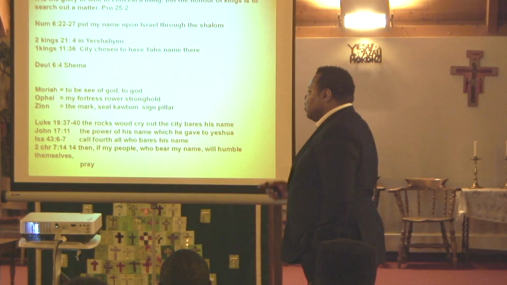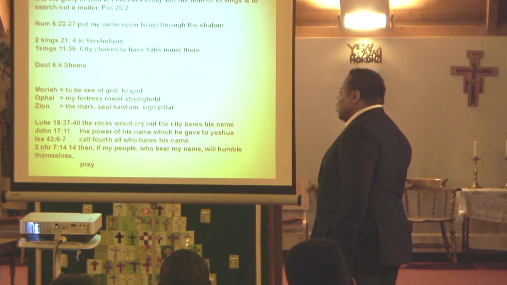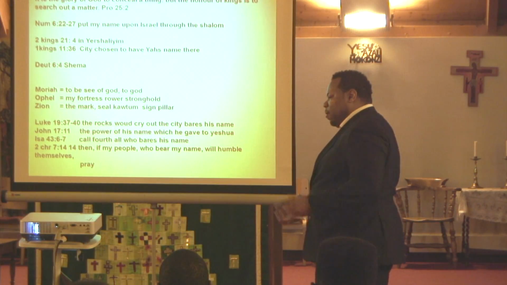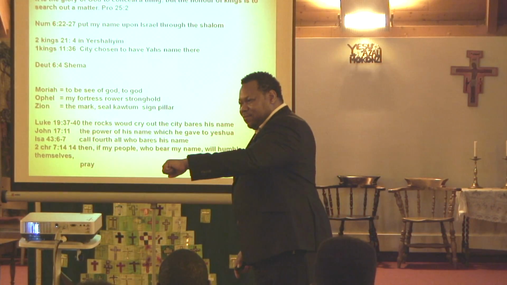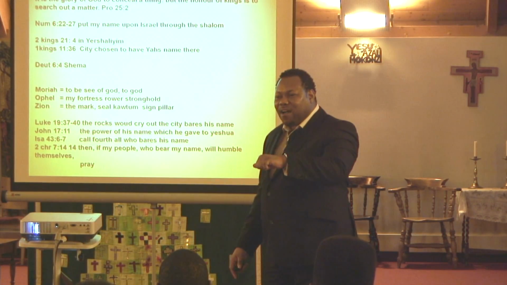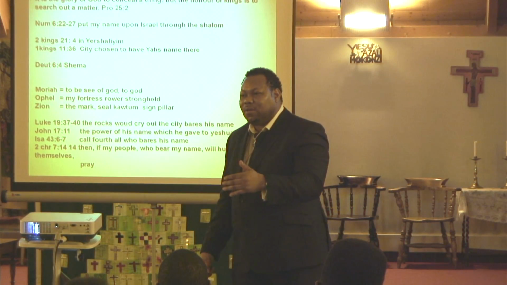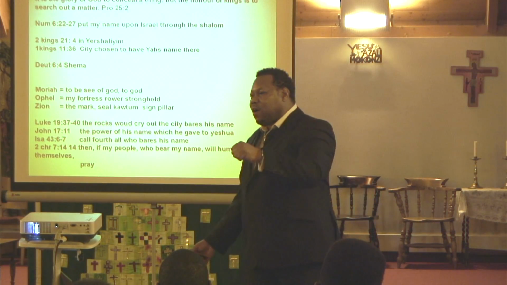We have three valleys. We have three mountains: Moriah, Ophel, and Zion. That's interesting. Moriah means the seed of God. Ophel, my fortress or tower or stronghold. Zion, the mark or the seal, in Hebrew, katum, sign or pillar. In other words, shin is Father's seal. It's Father's mark on his people. So when he says, I will put my name upon you, that's the mark of God. The Khotem Elohim is called the seal of God on you.